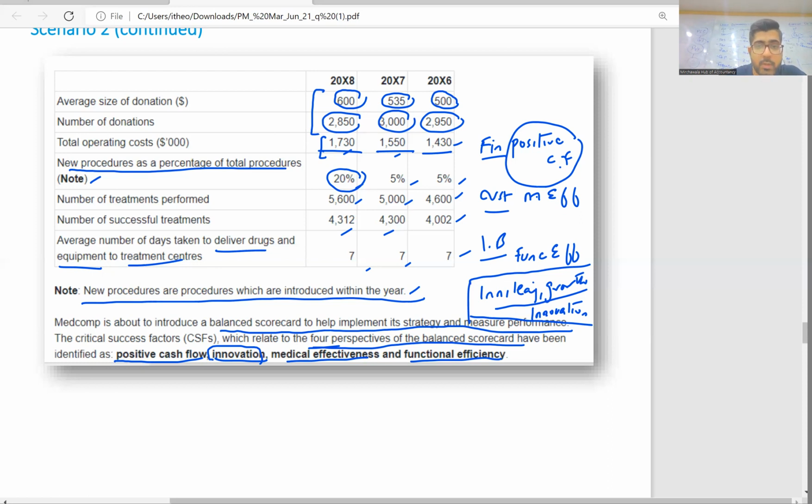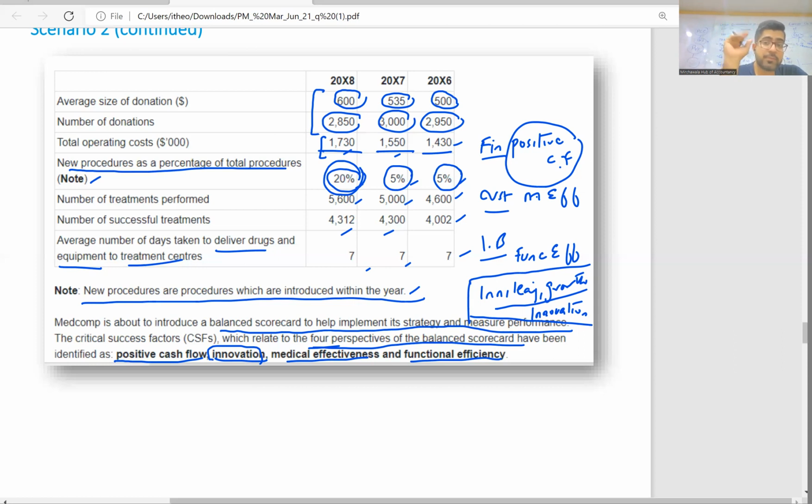You will write, in 2006, the number of new procedures were 5% of total, suggesting 95% old. In 2007, it was also 5% new procedures. That means no new procedures were added in 2006 and 2007. But in 2008, the number of new procedures as a total came to 20%. This reflects that in 2006 and 7, the company didn't move towards innovation. But in 2008, it moved towards innovation. So it is a very good sign that the company is moving towards new procedures, new methods in the medical field. That's it. Okay.